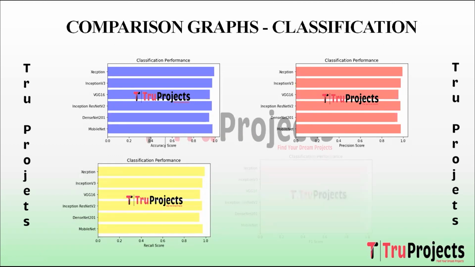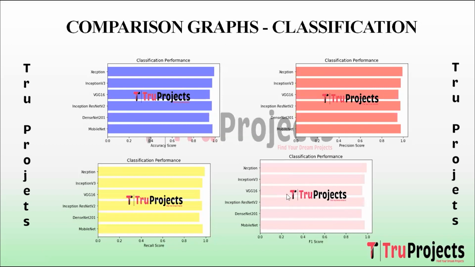And this is the F-score comparison graph. In this graph, on the x-axis I have F-scores and on the y-axis I have algorithm names. So the F1 score harmonizes precision and recall into a single metric, providing a balanced measure of a model's performance. So the algorithm which is best performing in all the performance metrics will be used for the classification task.